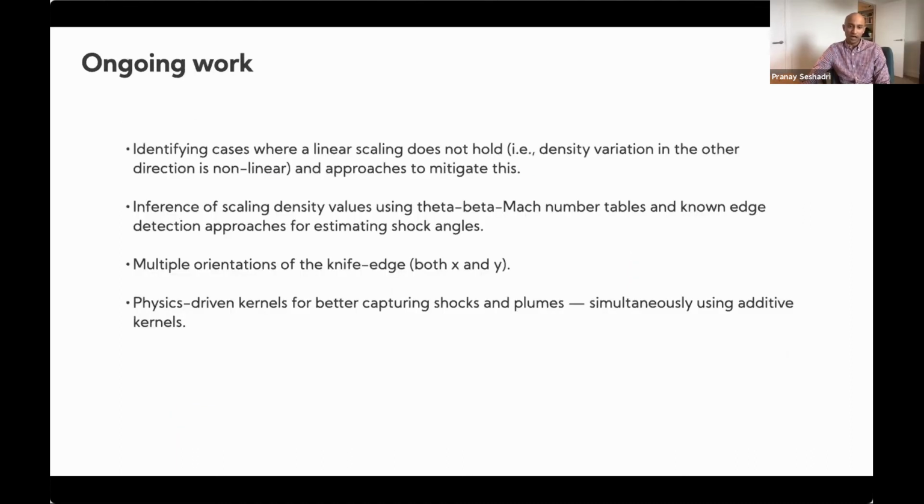Okay, so in terms of ongoing work, one of the things we're really pushing forward is how we can use this on images when we have multiple Schlieren from the same setup, but with different knife edge orientations. And then also how we can leverage or work out what the density variation is using classical theta-beta-Mach number tables, where we're able to extract, for instance, the angle of deflection of a shock as it impinges upon a particular surface.